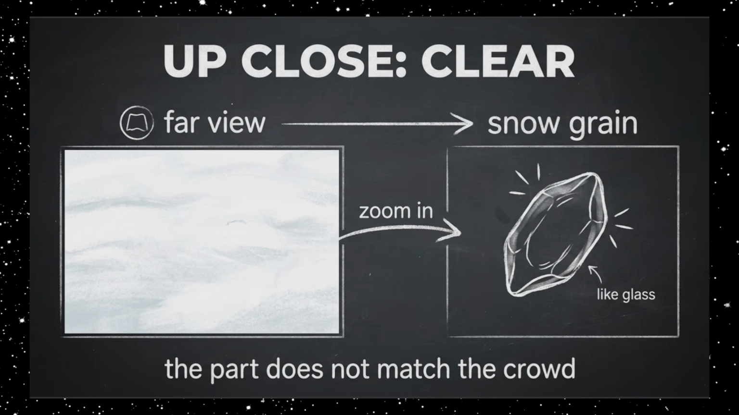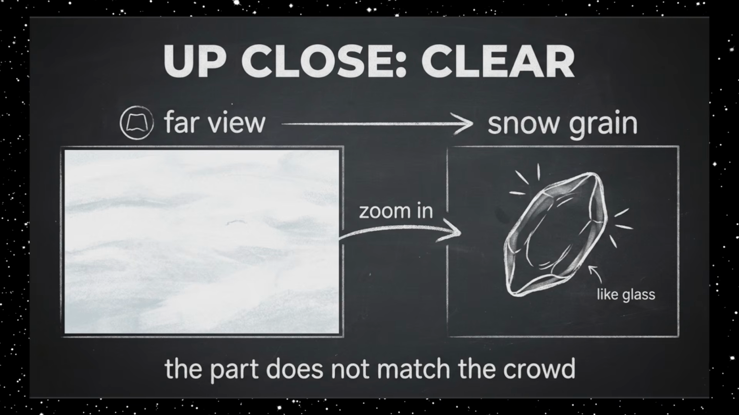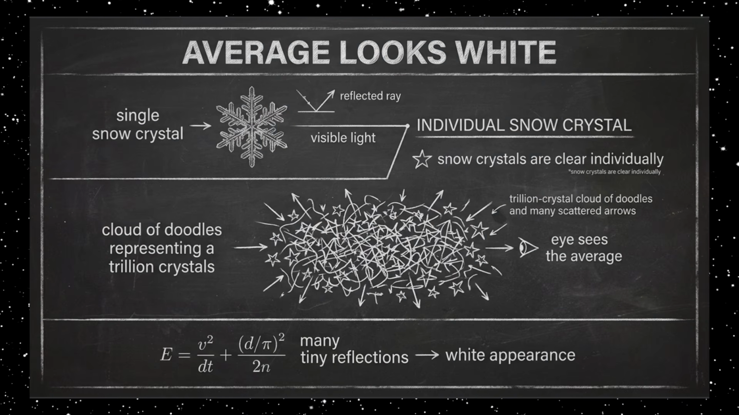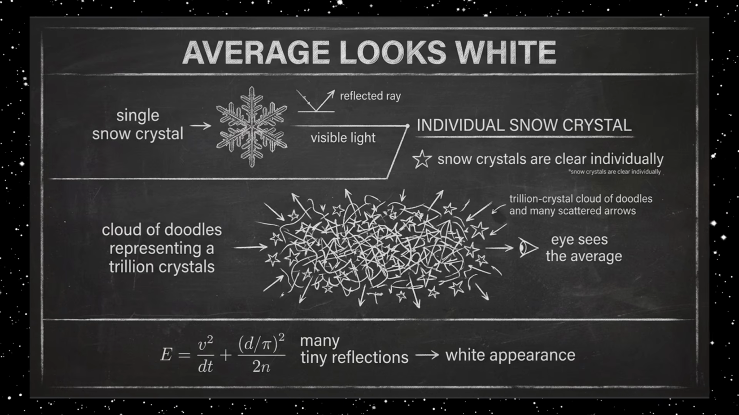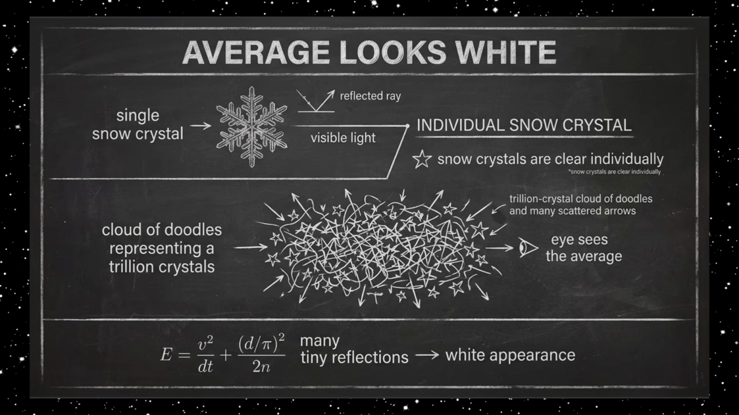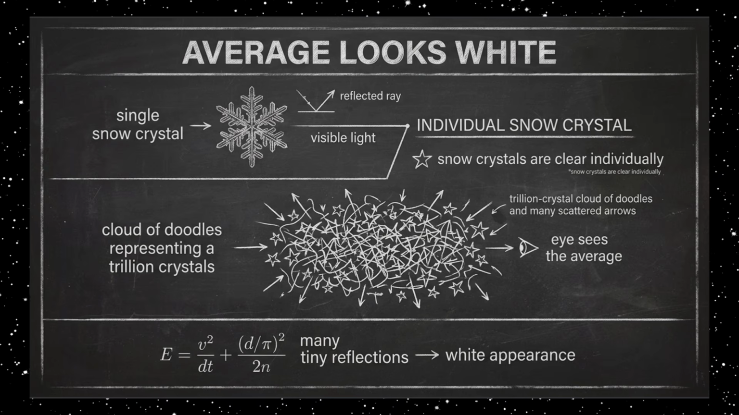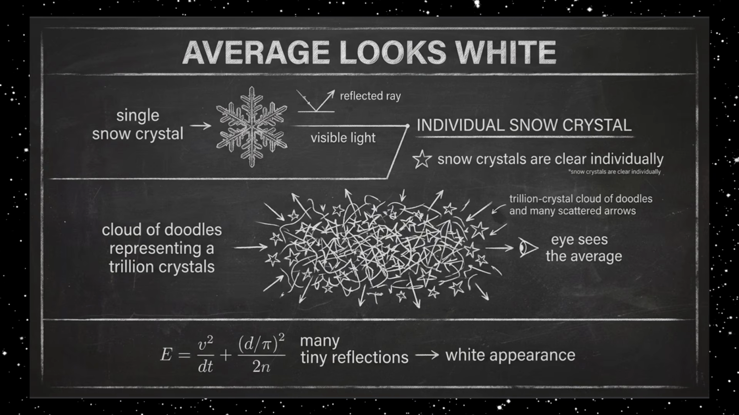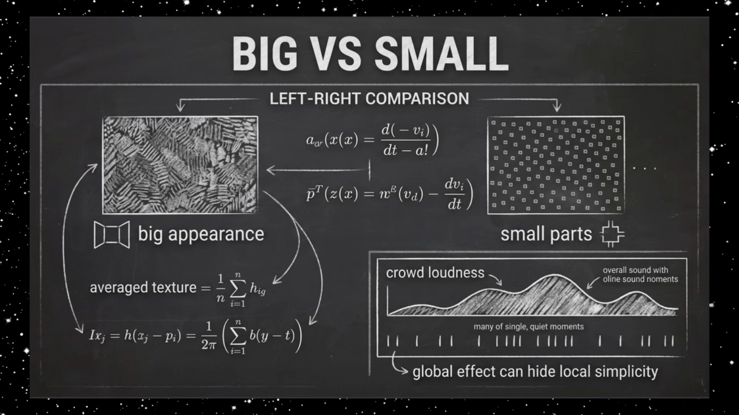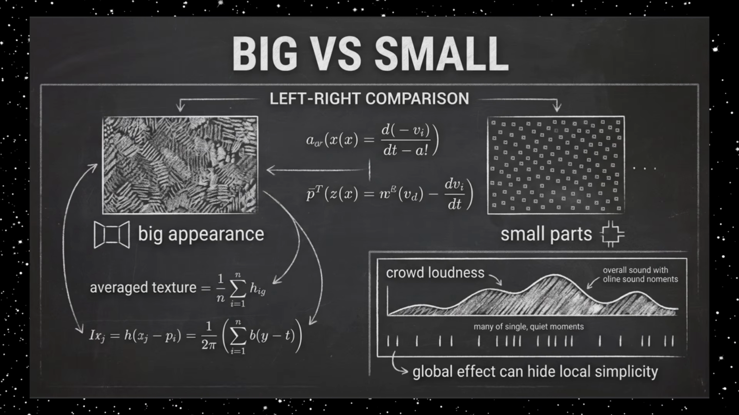I had spent my whole life thinking snow was white. But snow is not white. Snow is clear. We just see it as white because there are so many of them, and because each one bounces a little bit of the light back, and your eye, looking at the trillion of them, does not see any one. It sees the average.